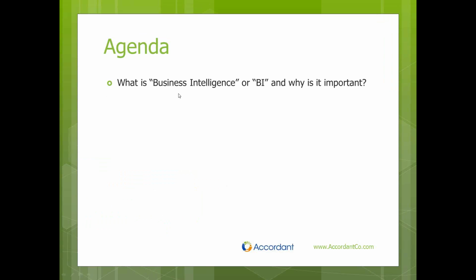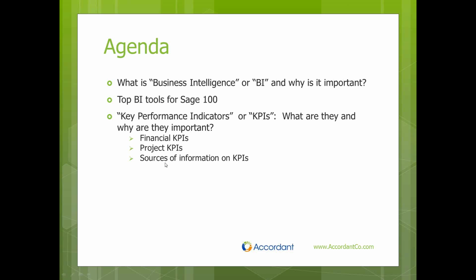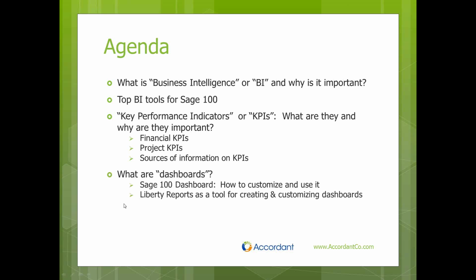First, we'll start with the agenda. What is business intelligence, or BI as it is often called, and why is it important? I'm going to tell you about the top 3 BI tools for Sage 100. We'll talk about key performance indicators, or KPIs, what they are and why they're important. I'll mention some financial KPIs and some project KPIs, and I'll also give you sources for information on KPIs if you're interested in starting to use them and get familiar with them.